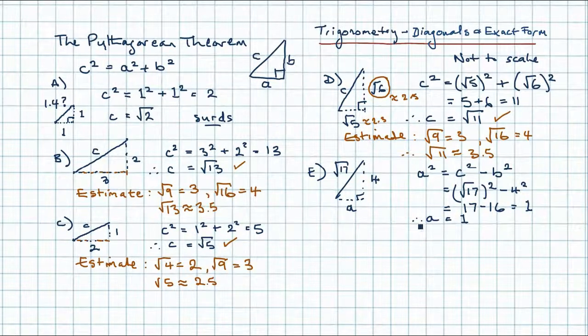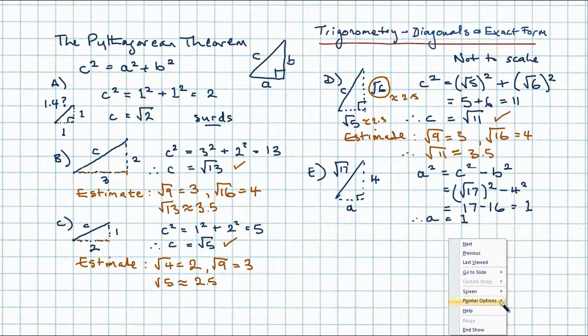Okay? Well, again, we can just do a little check. Is that plausible? Square root of 17 is what we want to check this time.